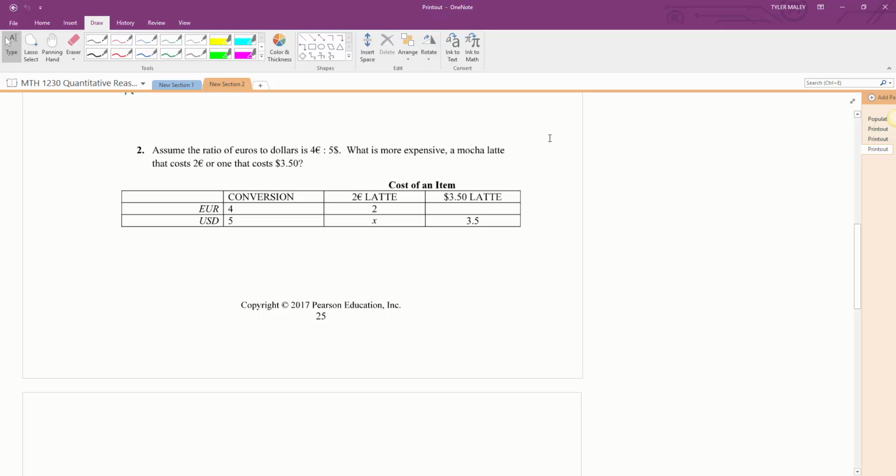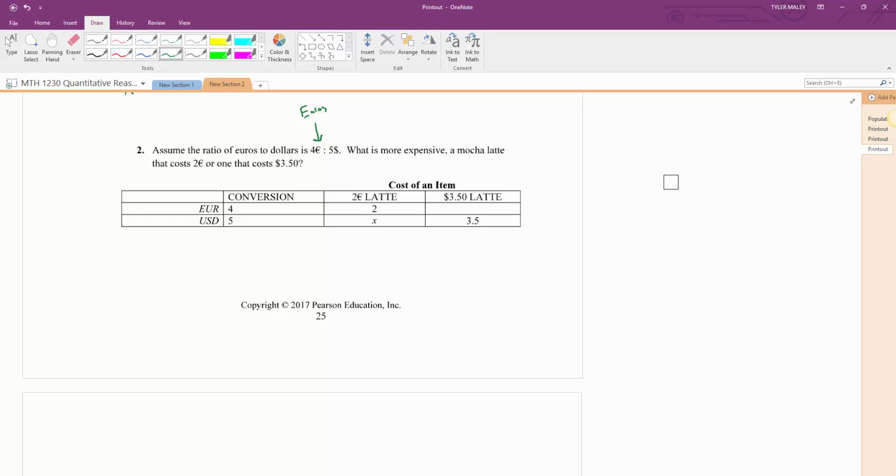So then number 2, it says assume the ratio of euros to dollars is 4 euros to $5, right? So if you don't know this funky symbol, this is what they use for euros, just like our dollar sign is for dollars. It might seem weird because we're not used to that symbol, but that's what it represents. So it says, what is more expensive: if we buy a mocha latte that costs 2 euros or one that costs $3.50?